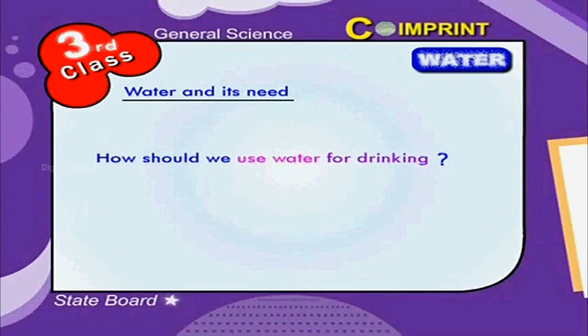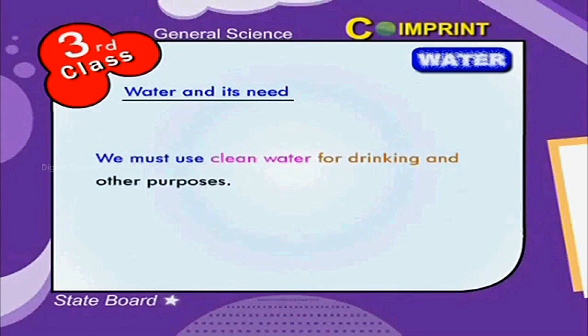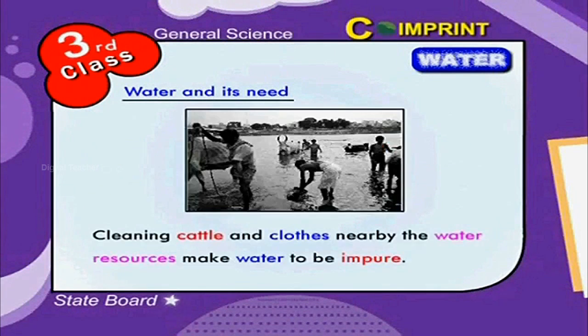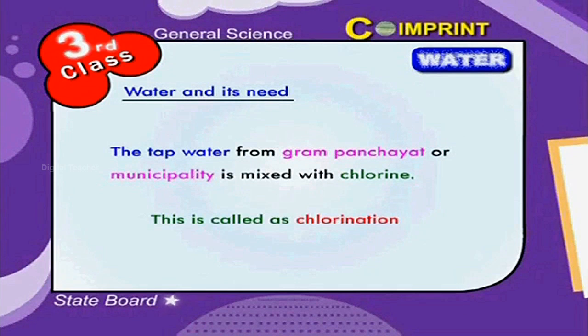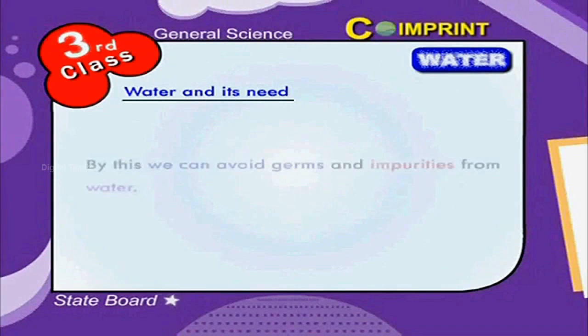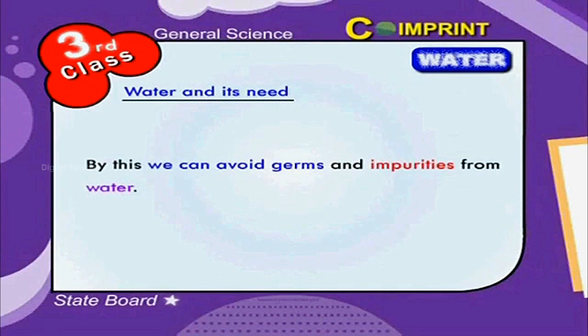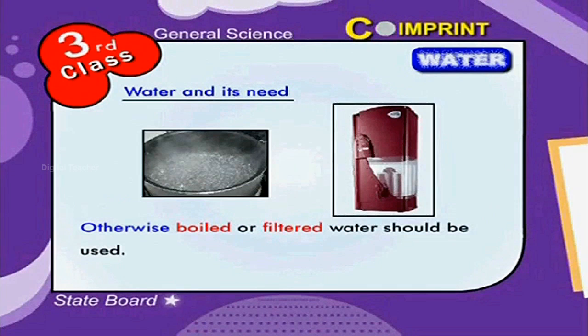How should we use water for drinking? We must use clean water for drinking and other purposes. Cleaning cattle and clothes near the water resources makes water impure. The tap water from Gram Panchayat or municipality is mixed with chlorine. This is called chlorination. By this, we can avoid germs and impurities in water. Otherwise, boiled or filtered water should be used.